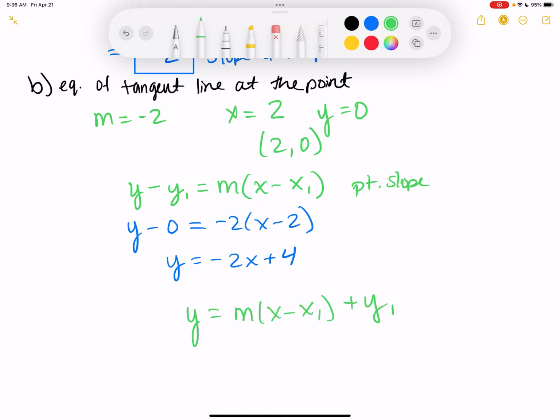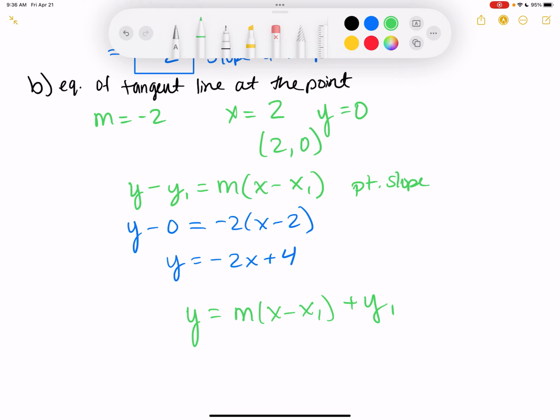Oh, okay. So you don't have to move it over. And a lot of those problems will say write the equation of the tangent line in point slope form. I take it either way, but the answers in the book look like this. So it's just so that you see it. It's the same thing.